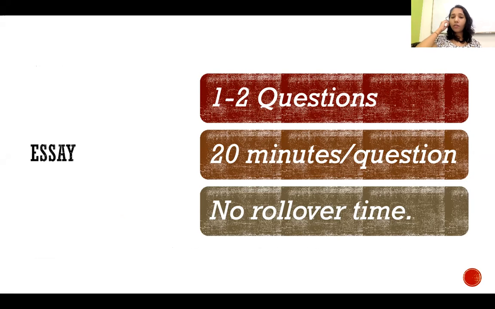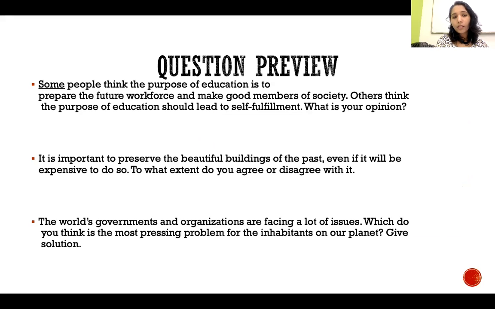That means that if you're given 2 essays and you complete the first one in 15 minutes, the second essay will not have 25 minutes. You'll still be given only 20 minutes per essay. So this is an example, or these are a few examples of how your essay question is going to look like. I'll give you a minute to read through this.